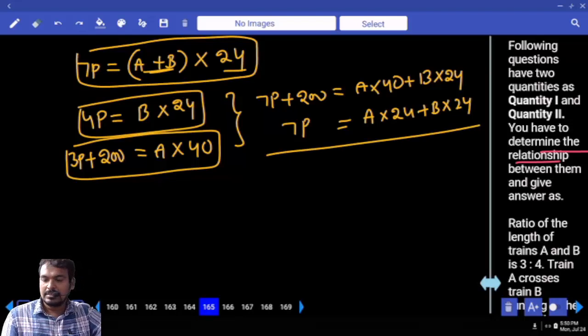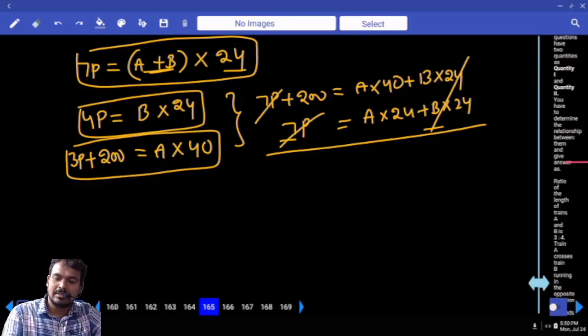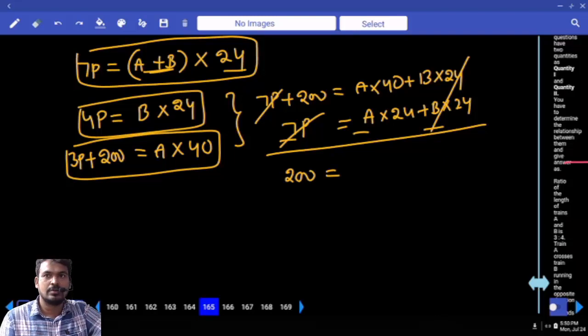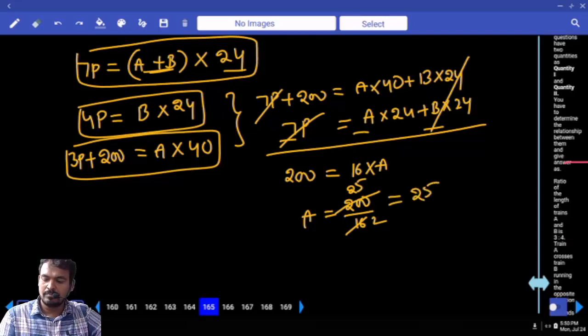Subtracting both equations, negative, negative. These two are cancelled. 7 parts cancel. What is the remaining? 200. That is equal to the difference between A into 24 and A into 40, 16 into A, and A equals 200 by 16. 8 how many times? 25. 8 how many times? 2 times. That is 25 by 2 meter per second. That is 12.5 meter per second.